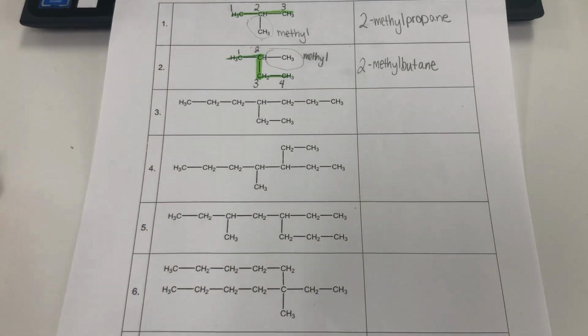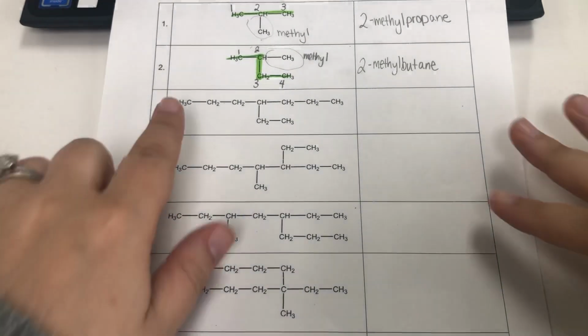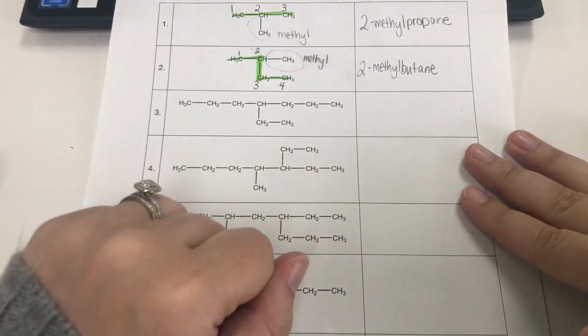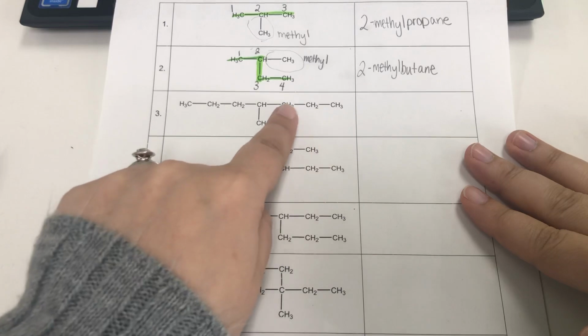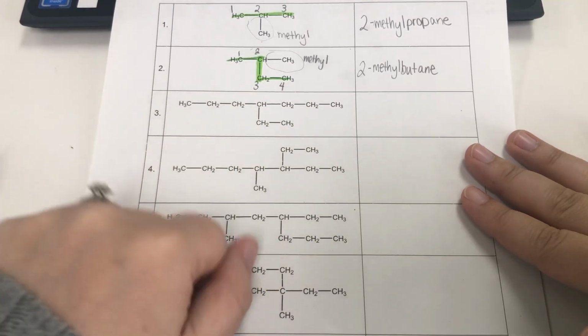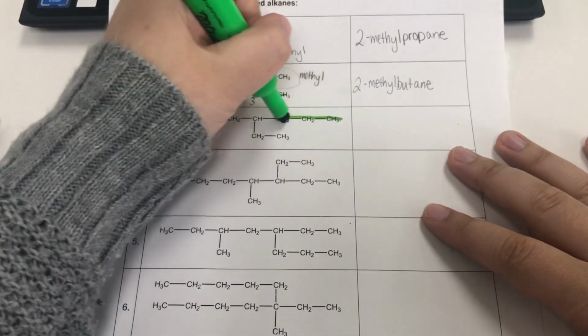Number 3, I want a real long side chain here. 1, 2, 3, 4, 5, 6, 7 carbons. So it looks like this long chain here with the 7 carbons in a row is my parent chain.